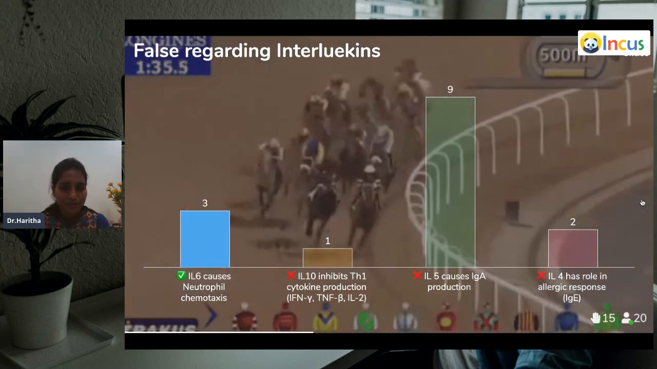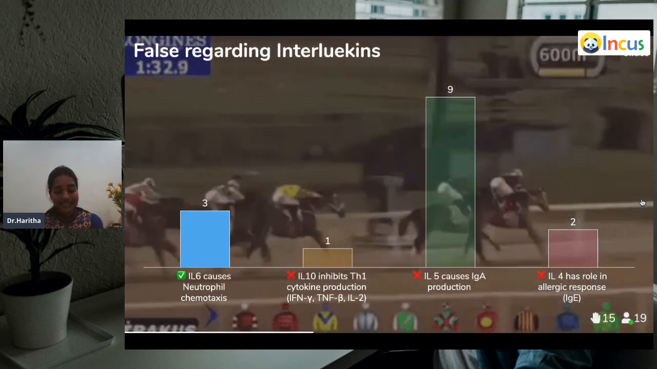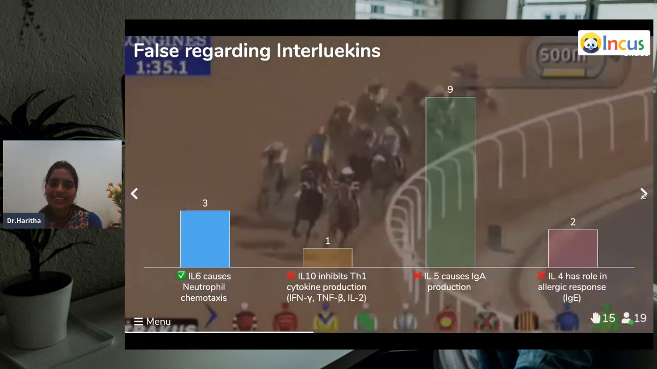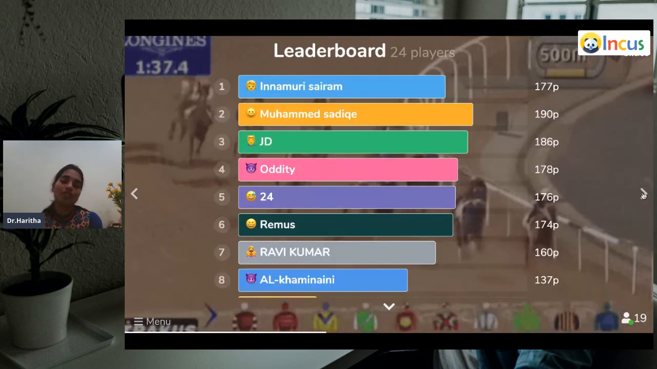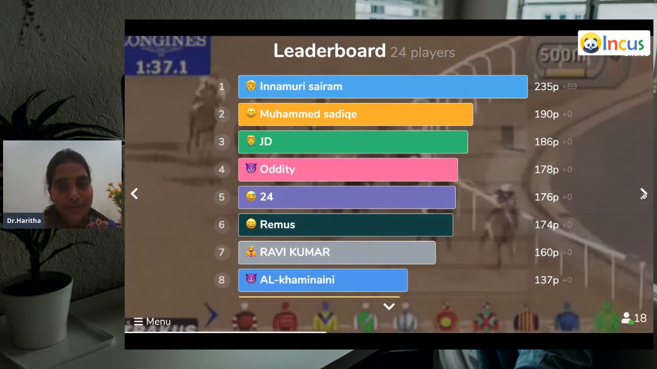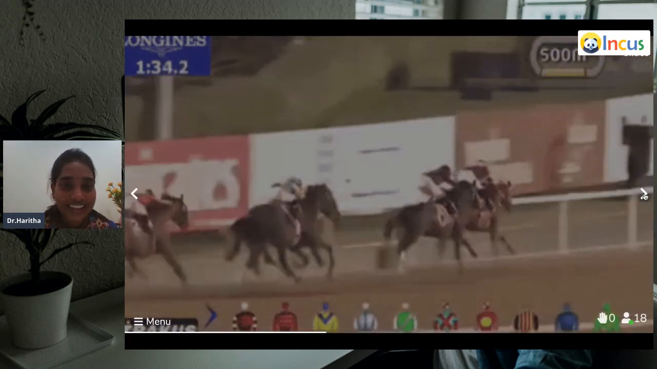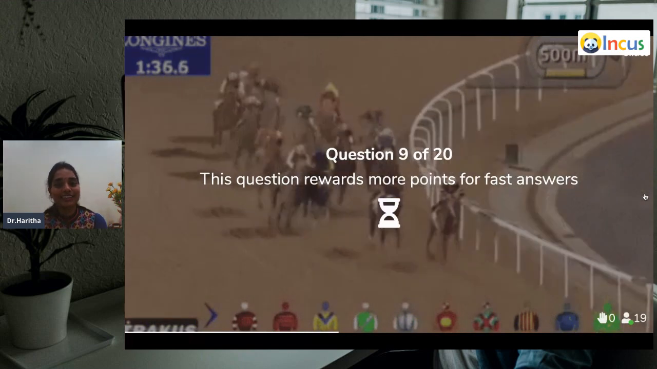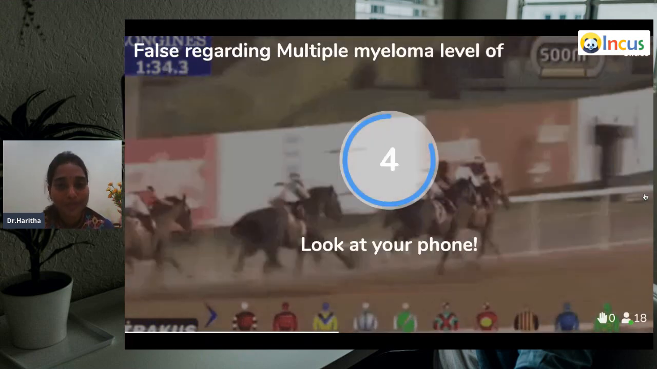Then what causes neutrophil chemotaxis? It's interleukin 8. And now, how many interleukins are there? Nearly 50 are there, but those are not clinically important for us. Inamuri Sairam, yes, he's again on the lead. Sadiq. Now let me see who are doing a good job down below.